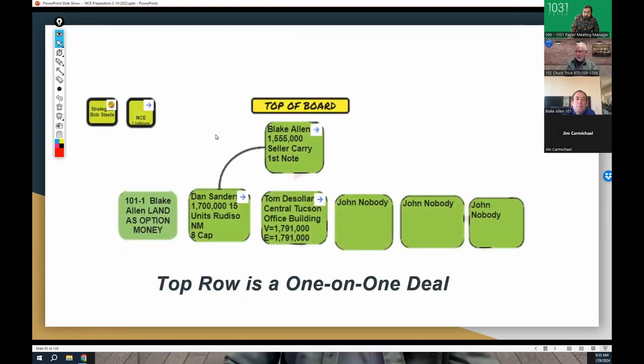Now here's the layout. If you look here, you'll see that Blake is the top of the board. He's got a seller carry note. And all these people down on the first row, I just added some in, are direct takers for Blake's note. If Blake says, I'll take Dan Sanders' units in Ruidoso, then that's a one-on-one deal. That's what you get. That's what the number board does. The numbers that you get from NCE is designed for a one-on-one deal.